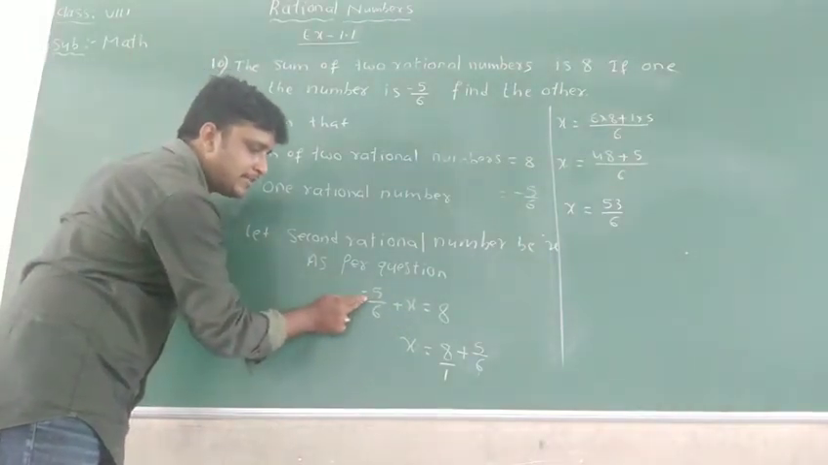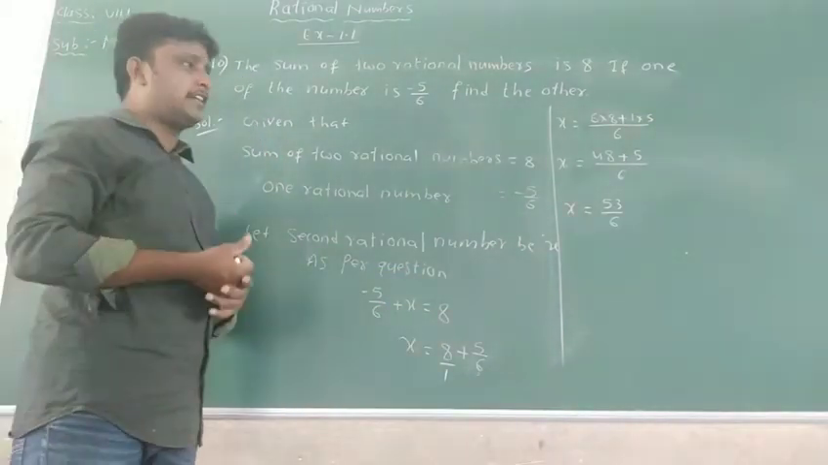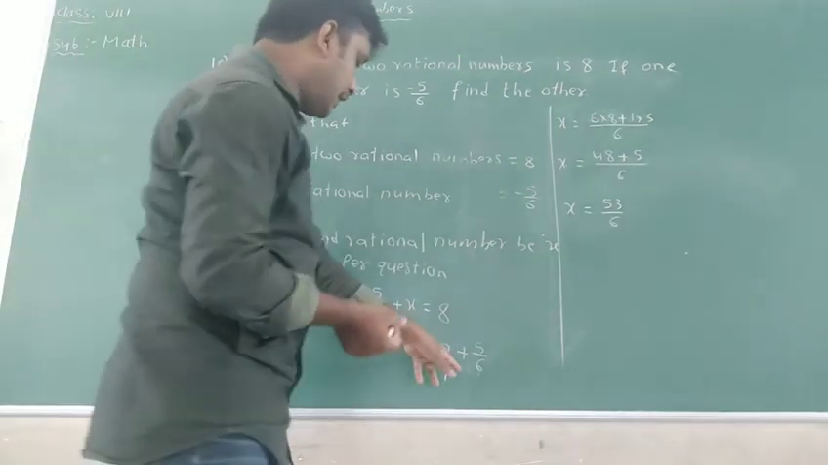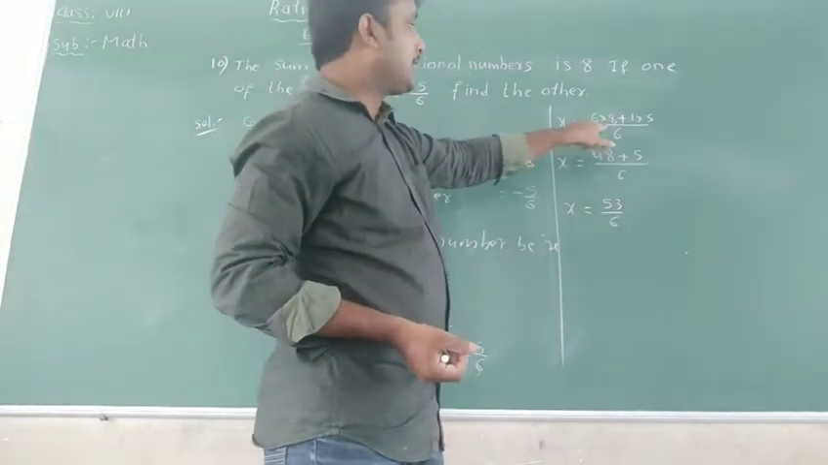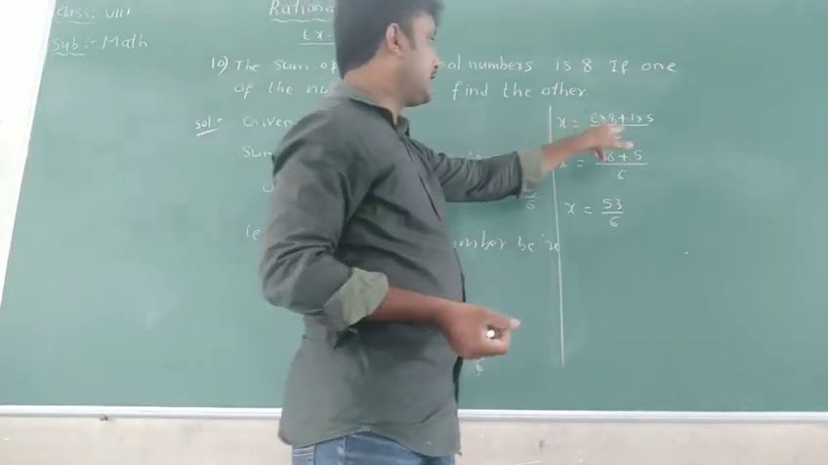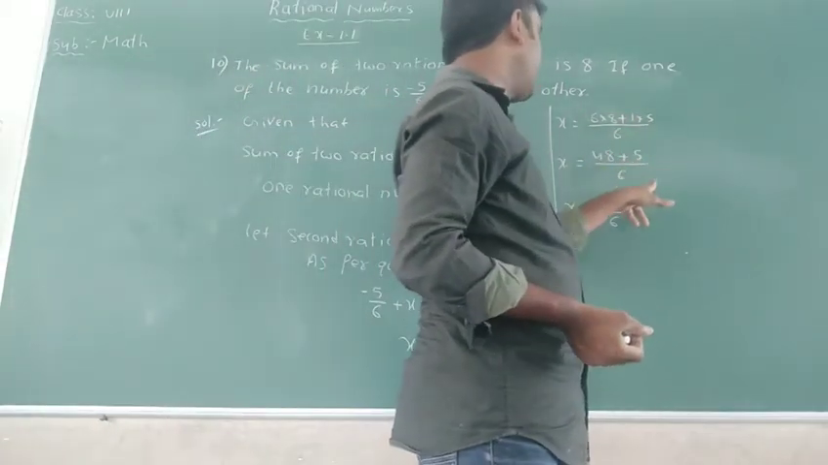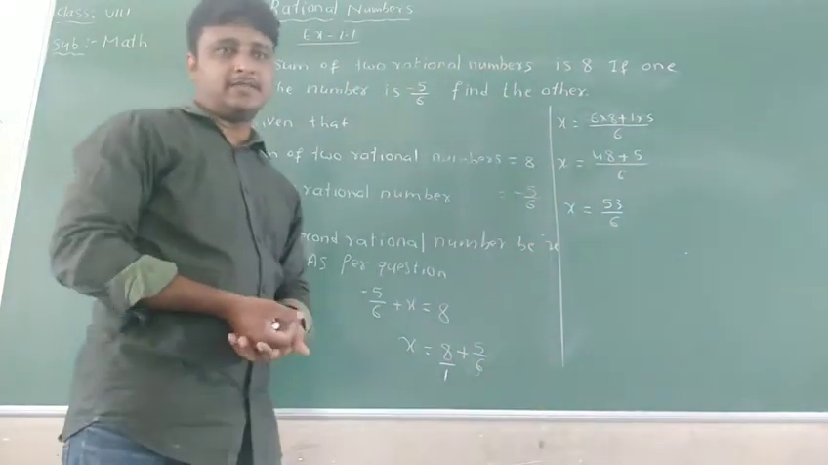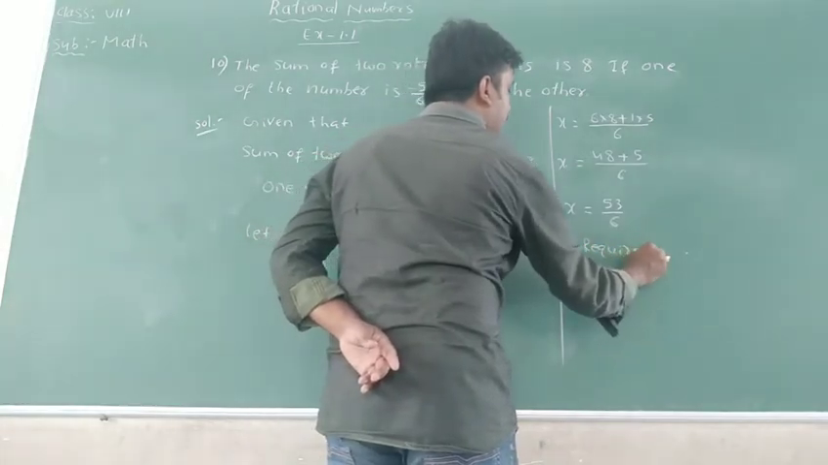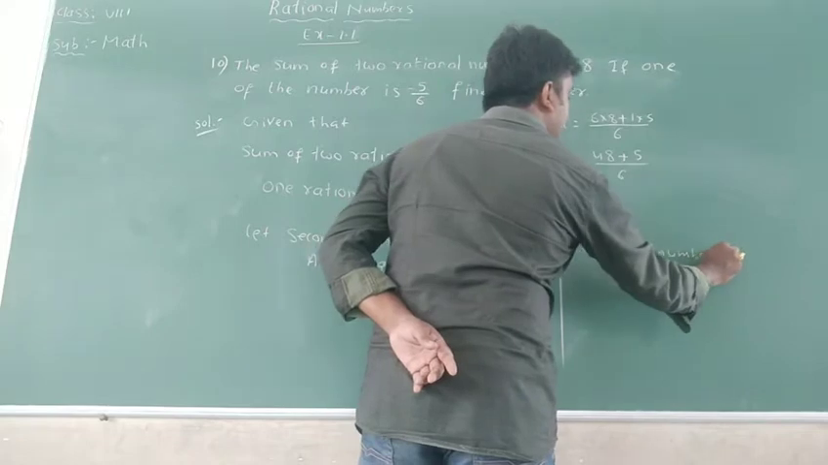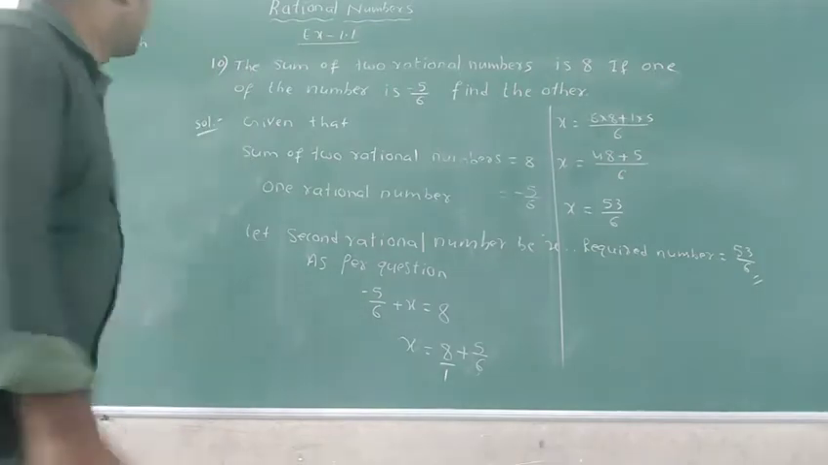Now we have to find x. For that purpose, we send minus 5 by 6 to the other side. Whenever a negative number is sent to the right hand side, it becomes plus. So now 8 by 1 plus 5 by 6. The LCM of 1 and 6 is 6. Next, 6 into 8 plus 1 into 5 is 48 plus 5 by 6, which is 53 by 6. So x equals 53 by 6. Therefore, you have to write the required number is equal to 53 by 6. So this is the 10th question.